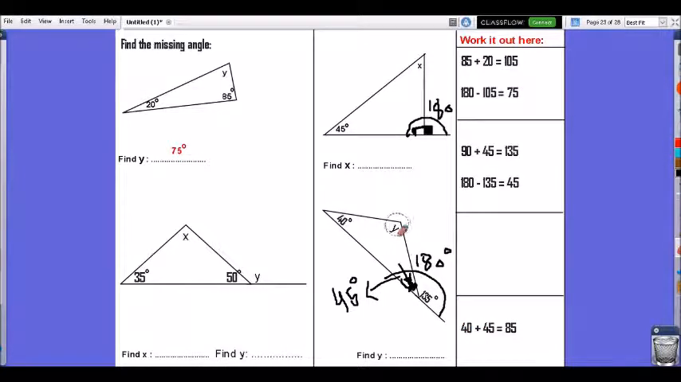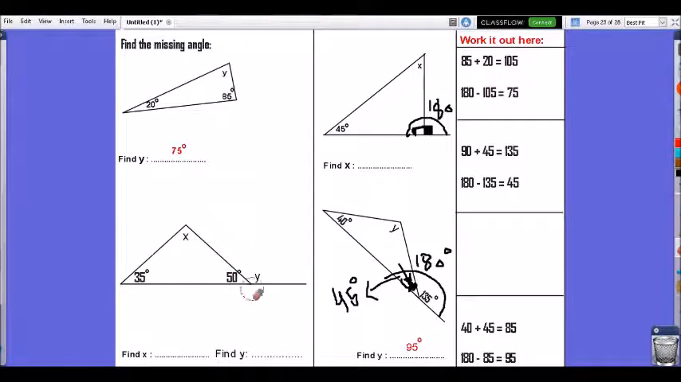And then we subtract 85 from 180, which gives us 95. So y is 95. All right, the last question that we have here, he has given you 35 and 50, and they want x. All right, this is very easy.